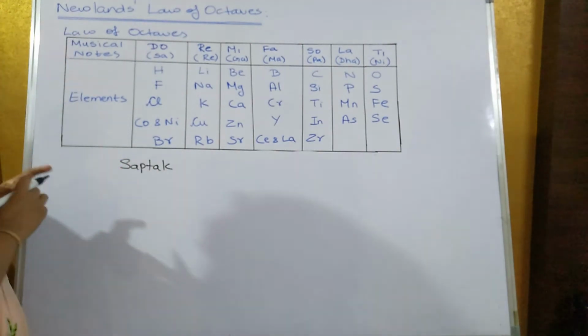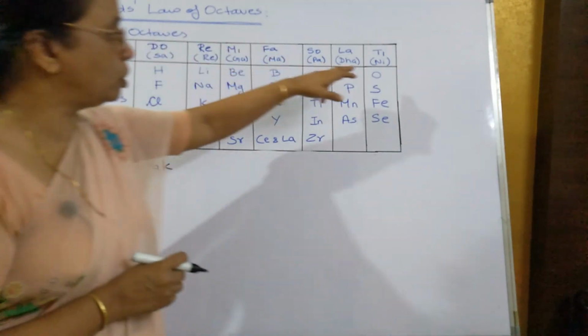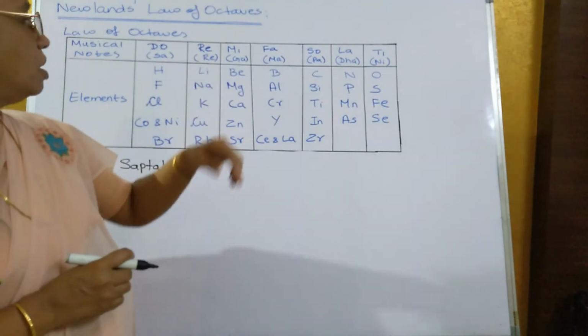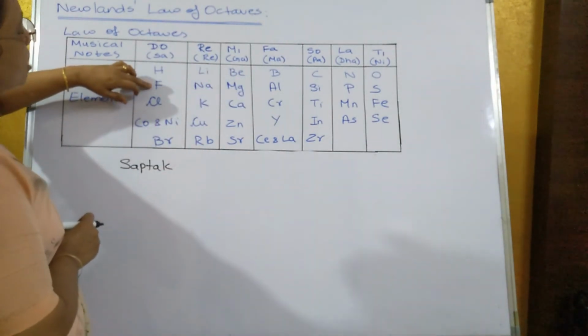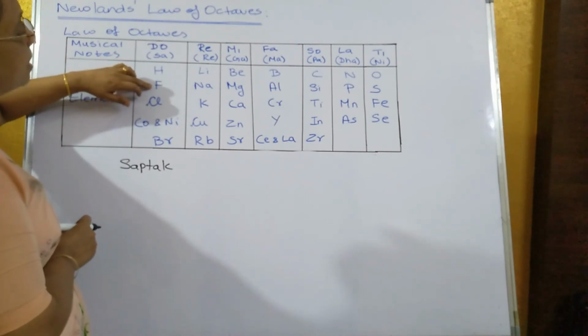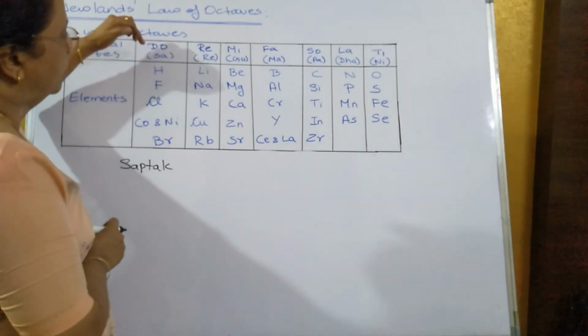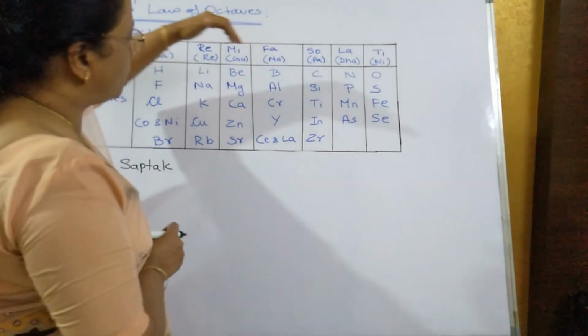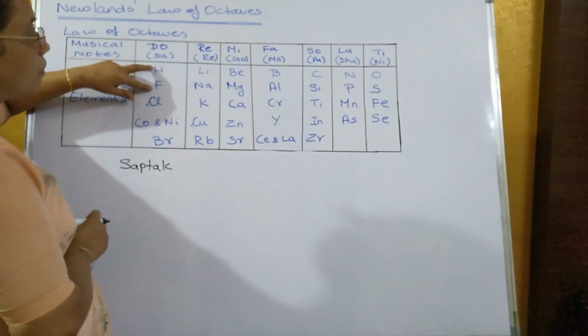The frequency goes on increasing as we go from sa to ni. The eighth sa, which comes over here, has a double frequency. The frequency of this sa is double that of the original sa.